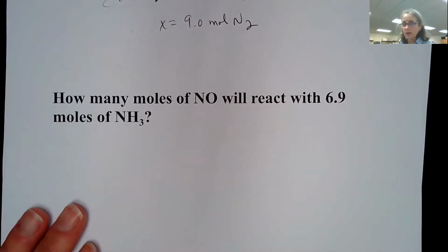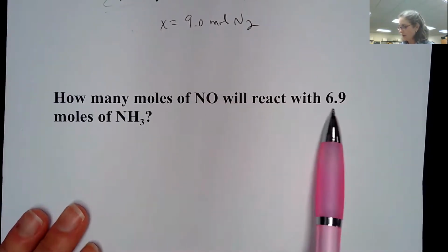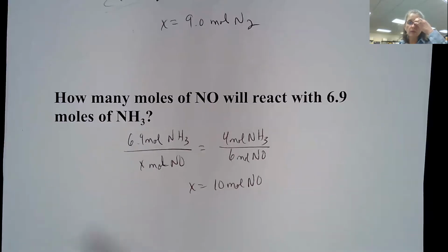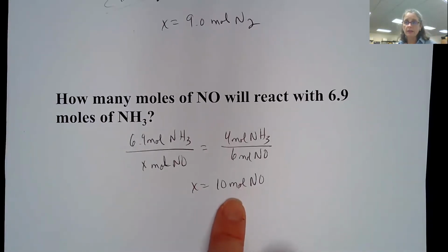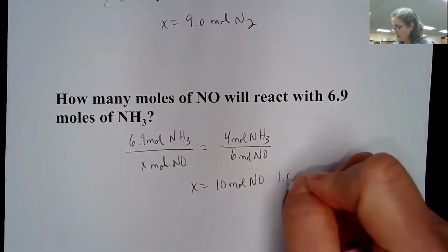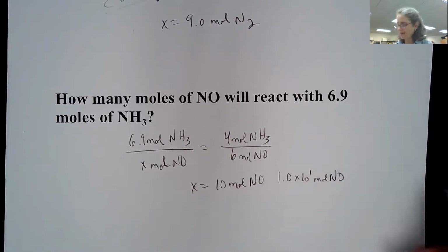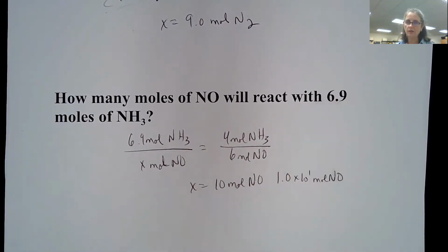So let's try one more. How many moles of NO will react with 6.9 moles of ammonia? You should have ended up with 2 sig figs here, 10 moles of NO. Otherwise your sig figs are wrong, so it's 1.0 times 10 to the first moles of NO. That's kind of a yucky number just because we had 2 sig figs here.